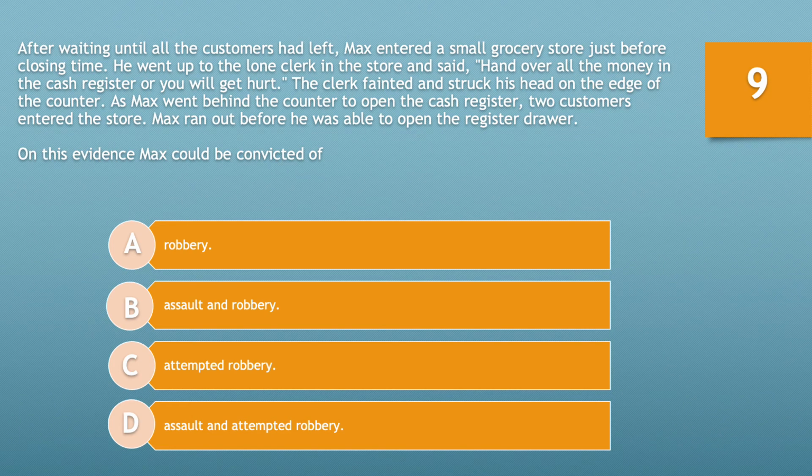Question number 9. After waiting until all the customers had left, Max entered a small grocery store just before closing time. He went up to the lone clerk in the store and said, "Hand over all the money in the cash register or you will get hurt." The clerk fainted and struck his head on the edge of the counter. As Max went behind the counter to open the cash register, 2 customers entered the store. Max ran out before he was able to open the register drawer. On this evidence, Max could be convicted of A, robbery, B, assault and robbery, C, attempted robbery, or D, assault and attempted robbery. Take 10 seconds.